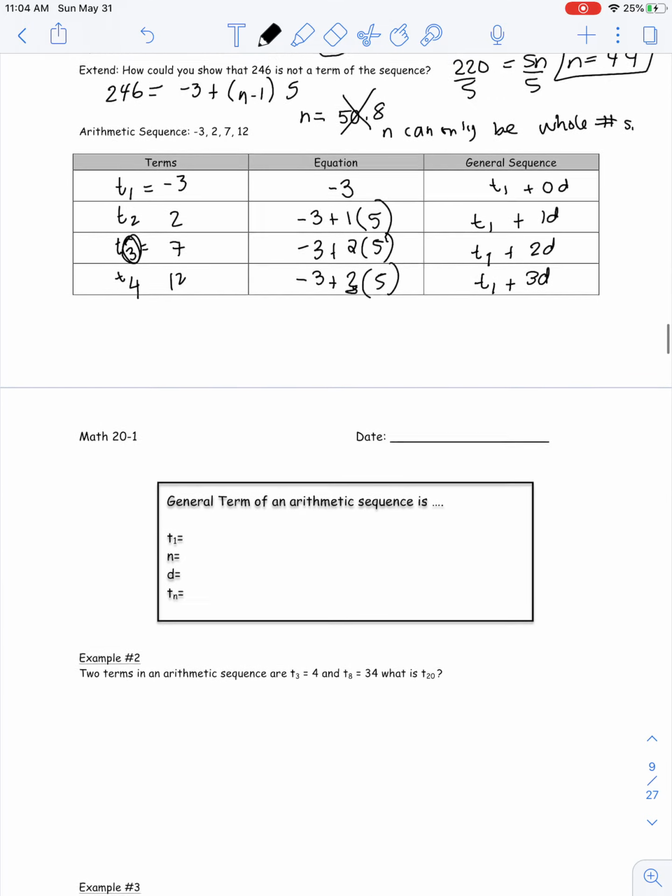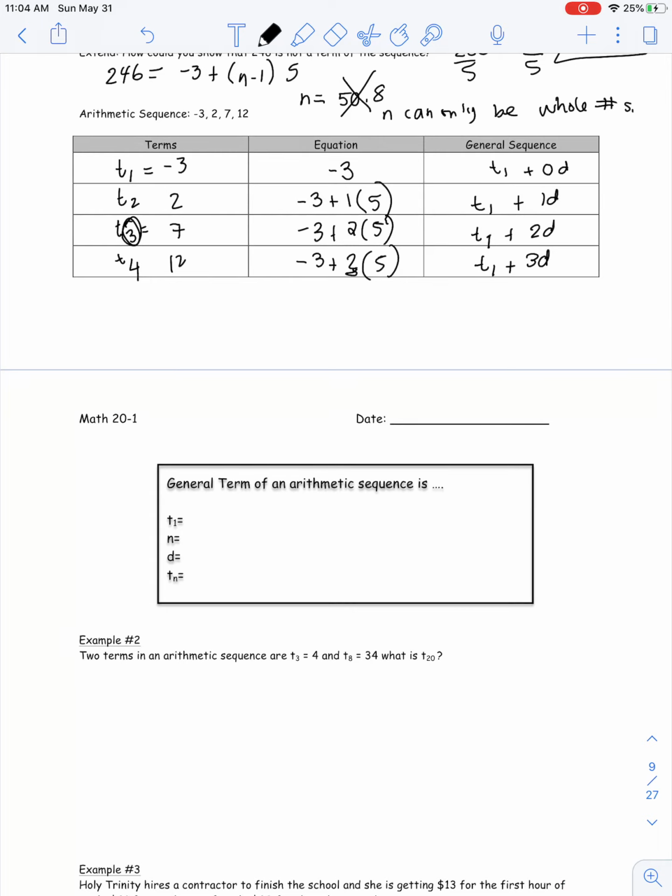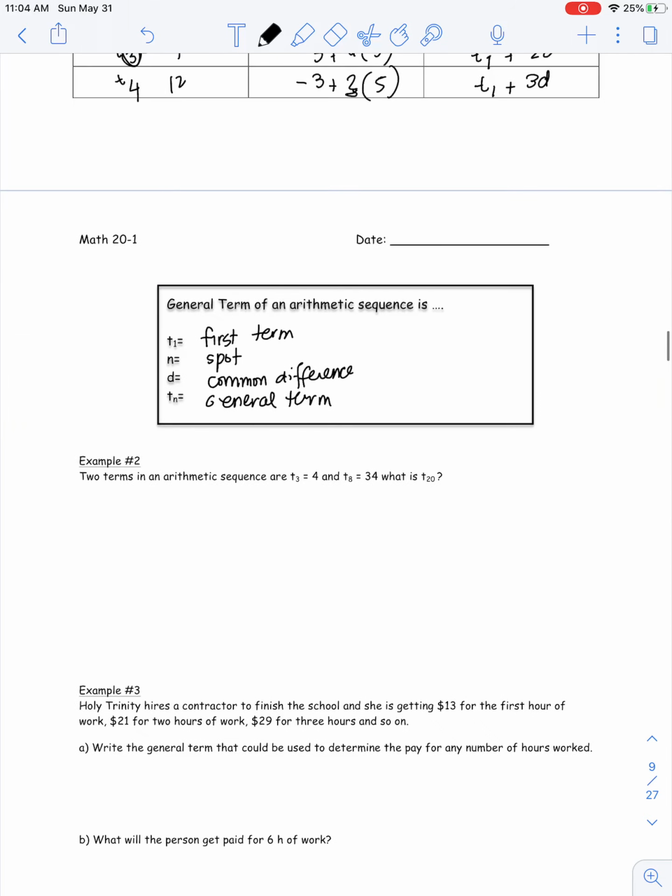And that's how they created that general term equation. So in our equation, T1 always represents our first term, N is your spot. What spot are you in? D is your common difference. What are you adding to get from term to term? So it can be a positive or negative number. And this is called your general term.